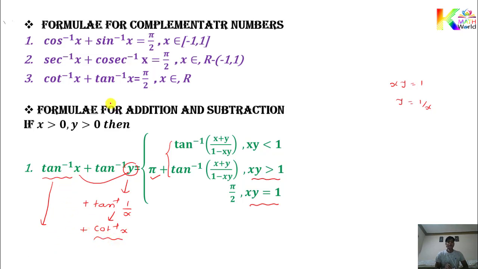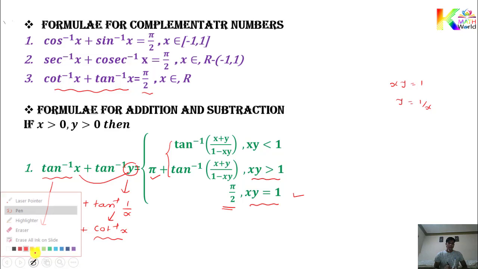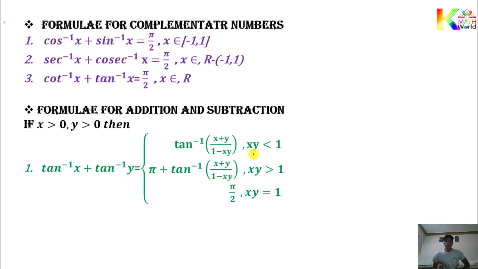We have seen the complementary formula earlier, tan inverse x plus cot inverse x. What is the answer? You got pi by 2. That's why you got the answer pi by 2 here. So now, it is easy to remember: in the numerator you got addition, while in the denominator you got 1 minus the product of that.